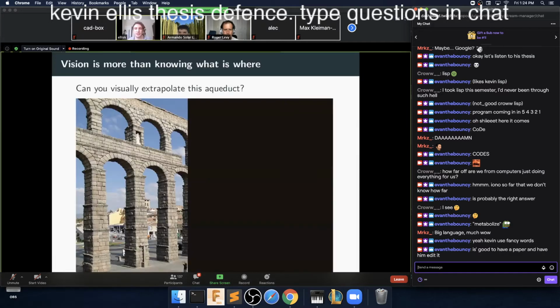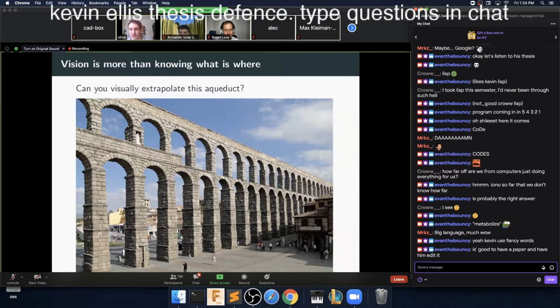And I want to point out that vision is much more than knowing what is where. It's also about having a global understanding of scenes that cuts across the entire image. So for instance, here I've shown an image of an aqueduct, and I've covered up part of it, and I want you to imagine what lives in that covered up part. Can you mentally extrapolate this architectural design? So hold that in your mind, and then contrast that with what you see here.